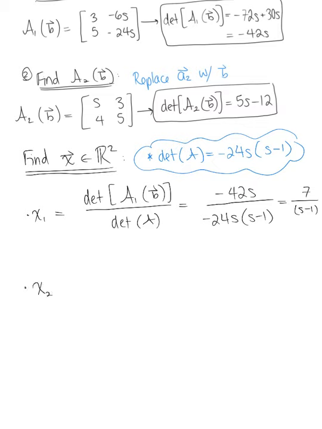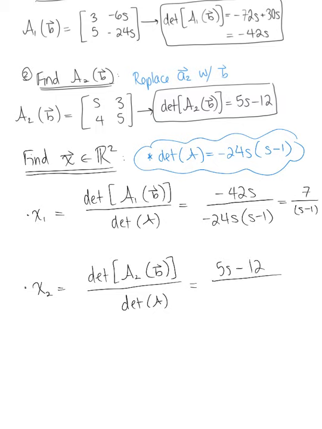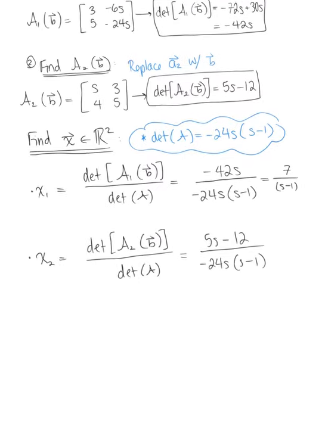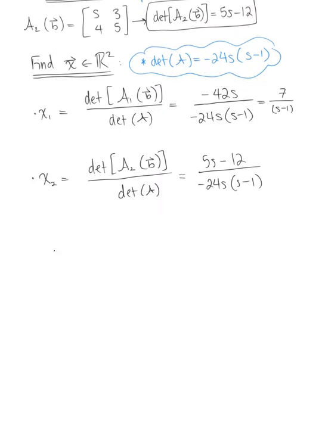And finding entry x sub 2, this is the determinant of matrix A sub 2 of vector B, all divided by the determinant of matrix A. So in our numerator, we have 5S minus 12, and that is all divided by negative 24S times S minus 1. And there is nothing to simplify there, so we are ready to state our final answer.